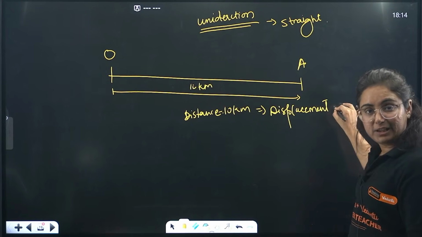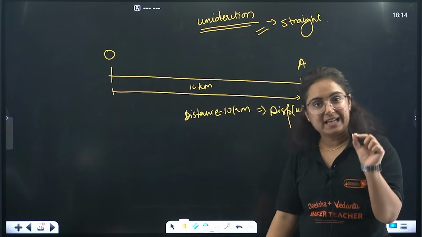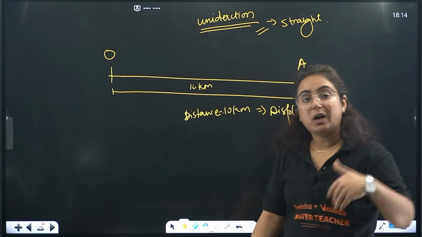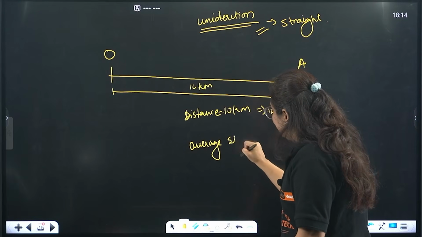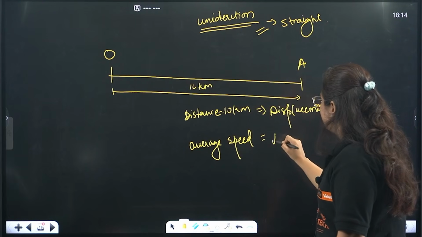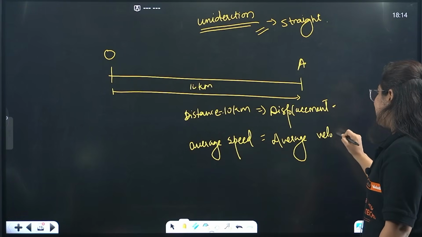Okay. Similarly, when Sarang is moving unidirectionally, that is in one direction in a straight line, what will happen? Similarly, the average speed can be equal to that of the average velocity.